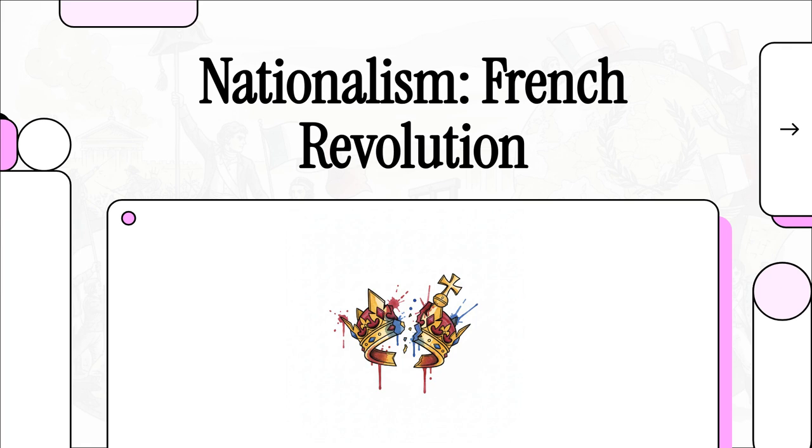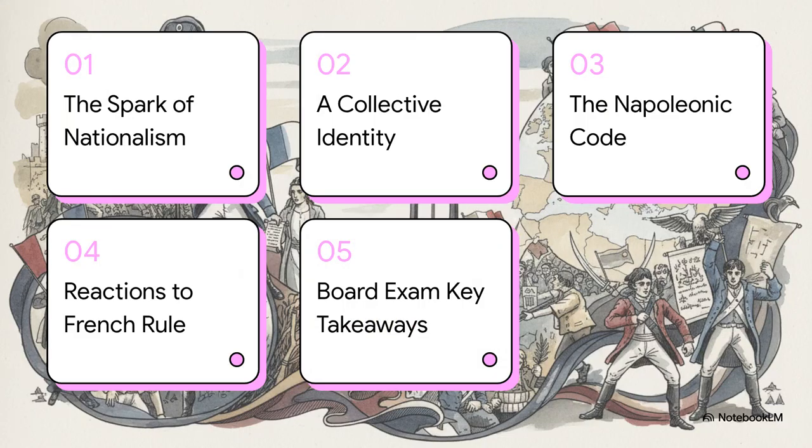Now, I know history can sometimes feel like this massive, intimidating wall of dates and names, but don't worry. In this explainer, we're going to break it all down visually. We're going to target exactly what you need to understand so you can confidently secure those top marks in your CBSE Class 10 board exams. Here's our quick roadmap for today's explainer. We'll hit the spark of European nationalism, creating a collective identity, the Napoleonic Code, the mixed reactions to French rule, and then wrap up with your board exam key takeaways.